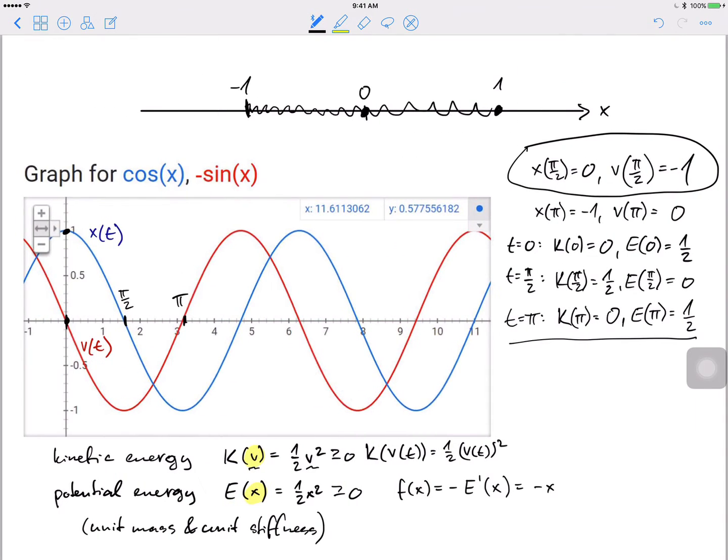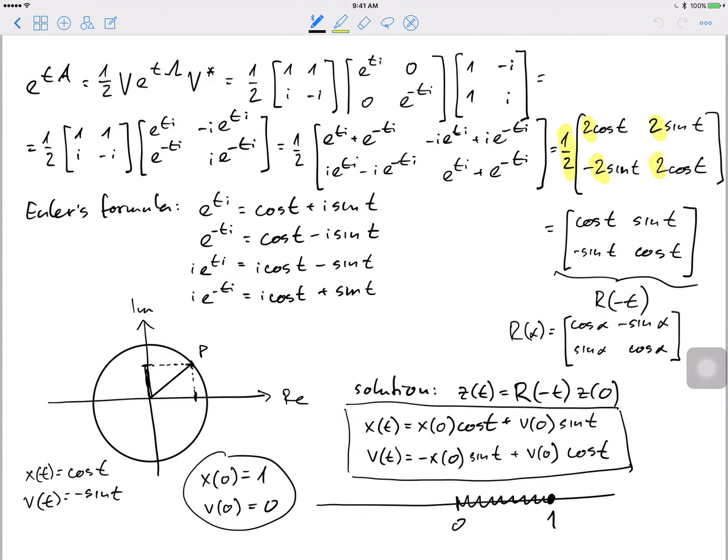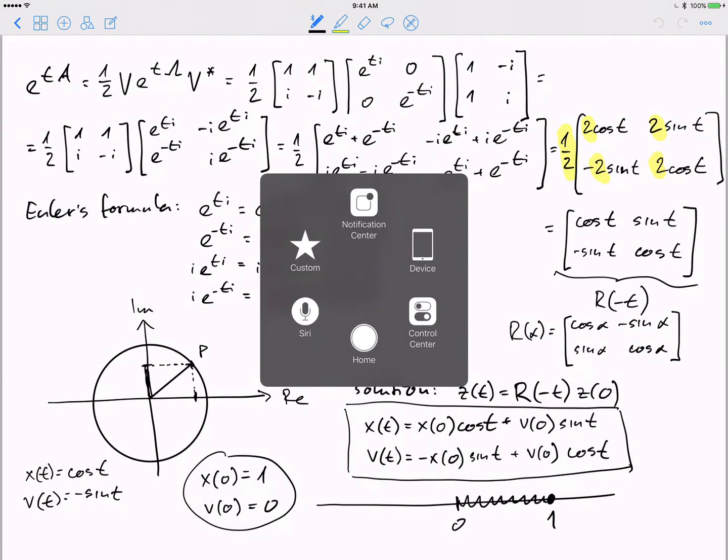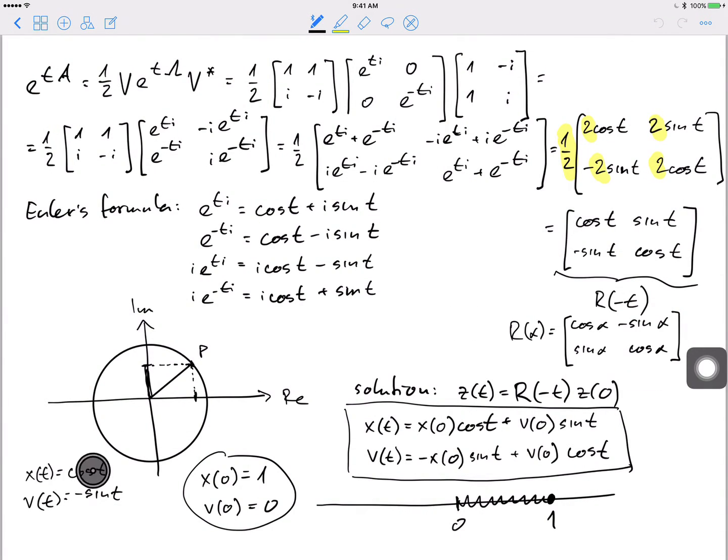Then maybe we can go back and see where we had the solution, right here. Oh, not sine, right? So the potential will be what as a function of time?